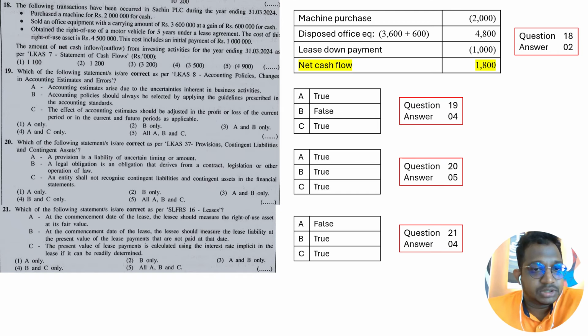The 18th one: the following transactions have occurred in Sachin PLC during the year ending 31st March 2024. And they are asking for the net cash flow from investing activities. Purchasing a machine is an investing activity, and that is a cash outflow. And sold an office equipment with a carrying amount of 3,600 at a gain of 600. Then, which means you sold that office equipment for 4,800, the carrying amount plus the profit.